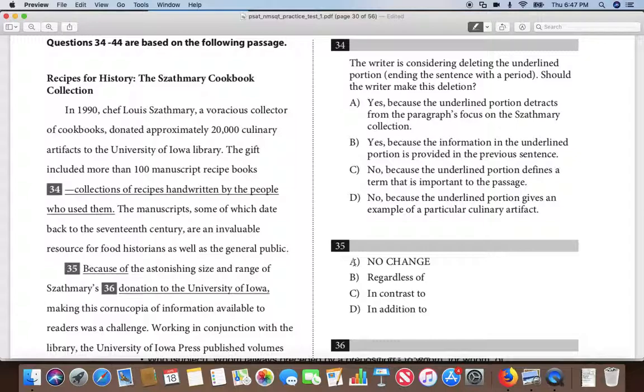Okay, great. So let's test answer choice A and B. Don't worry about C and D right now. All right, read A for me, please. Yes, because the underlined portion detracts from the paragraph's focus on the South American collection. Does the underlined portion detract from the paragraph's focus on the South American collection?